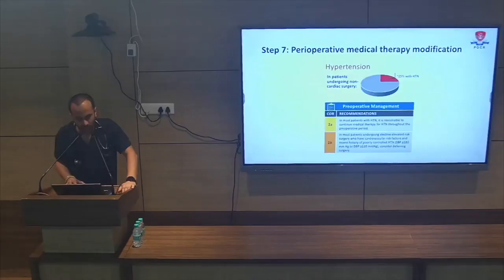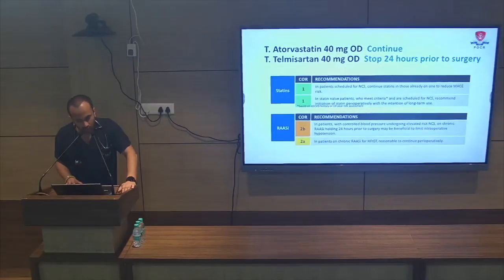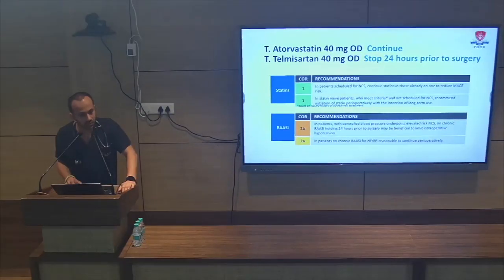Perioperative medical therapy modification for our patient. Our patient has hypertension and coronary artery disease, and stenting was done 9 months back, and he was on telmisartan 40 milligrams. The drug atorvastatin, which is a statin, needs to be continued. Telmisartan needs to be stopped 24 hours prior to the surgery because ACE inhibitors and ARBs interfere with the pre-anesthetic drugs. So we advise stopping the ACE inhibitors and replacing it with a calcium channel blocker of a low dose.